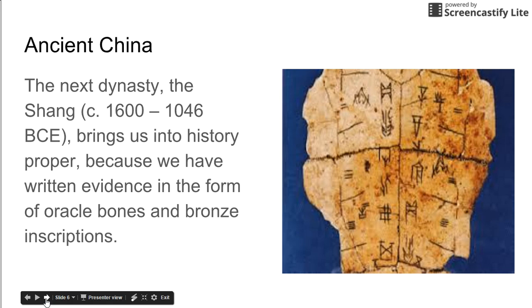The next dynasty to emerge, the Shang, which existed between approximately 1600 and 1046 BCE, brings us into history proper, because we have written evidence in the form of oracle bones and bronze inscription. The ancient Chinese used bones as a medium for their earliest writing.